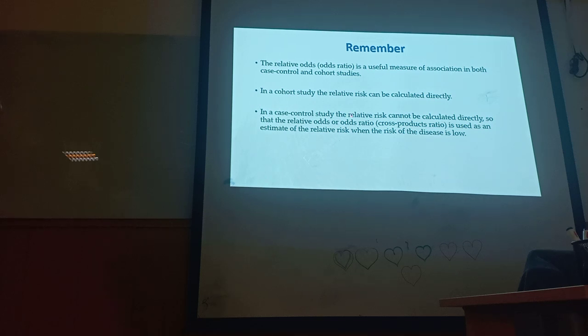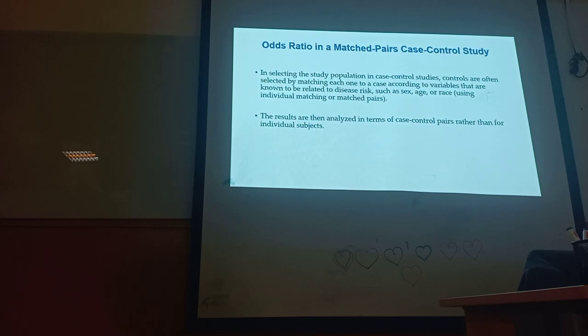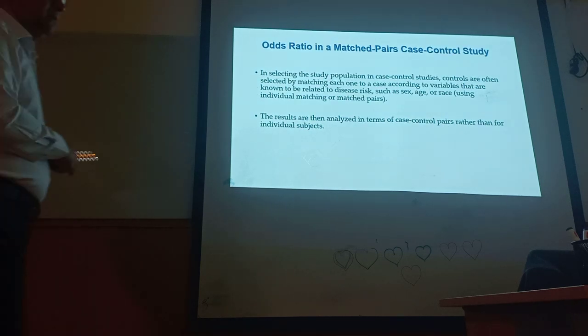But in a case control study, the relative risk cannot be calculated directly, so the relative odds or odds ratio is used as an estimate of the relative risk when the risk of the disease is low, which means that the disease is rare. Okay?